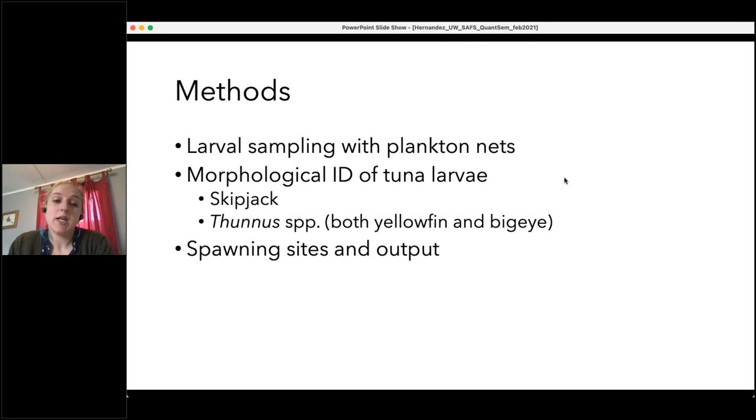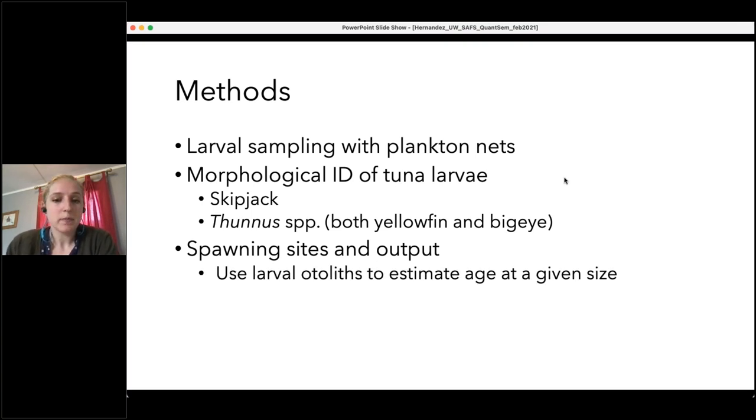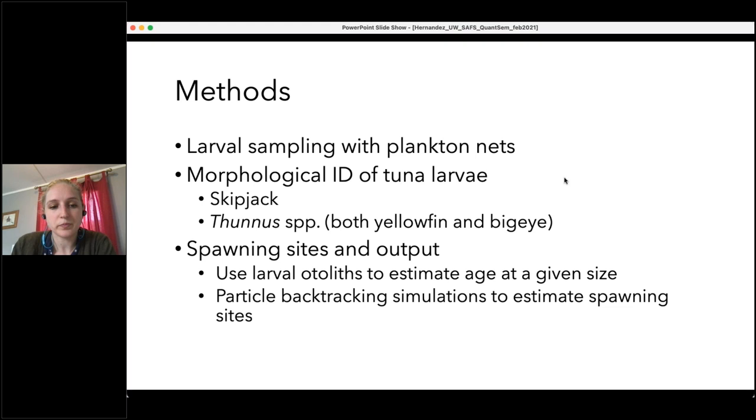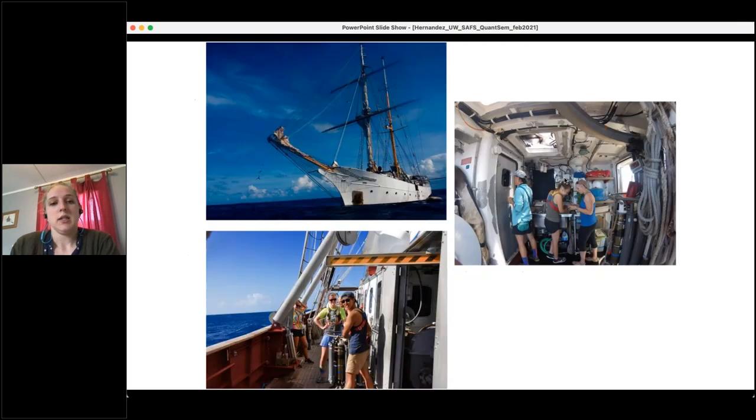And then I want to estimate spawning sites and output, like I just mentioned. So I use larval otoliths to estimate age at a given size. We age a subset of the larvae, and then we have a size at age curve that allows us to predict or estimate an age for all of the larvae in our sample. And I use particle backtracking simulations to estimate the spawning sites.